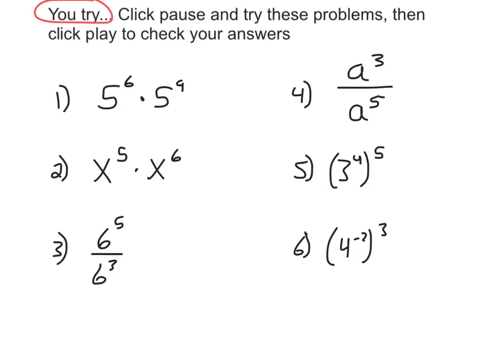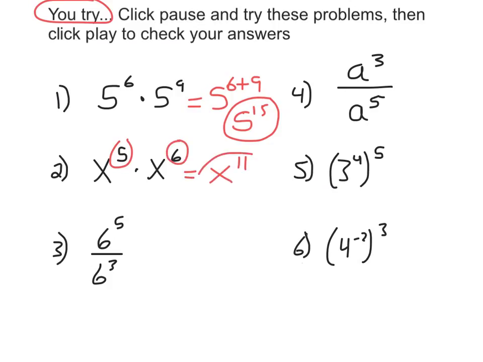So in number 1, you're multiplying two powers that have the same base. If you remember, you simply add the exponents. So this would be 5 to the 6th plus 9th power, or 5 to the 15th power. So number 1 is 5 to the 15th power. Number 2, I'm multiplying powers with the same base. So I'm going to add the 5 and the 6. So I would get x to the 11th power.